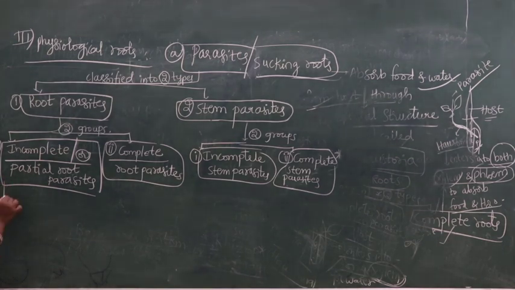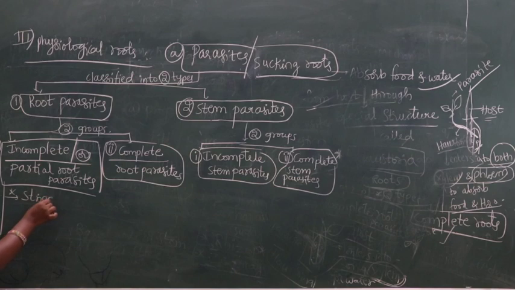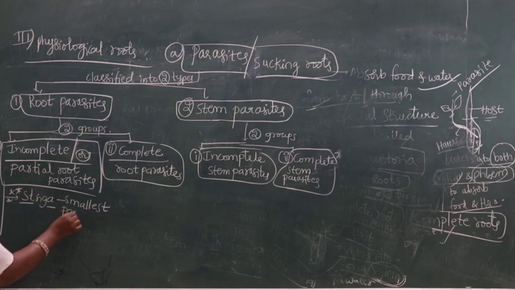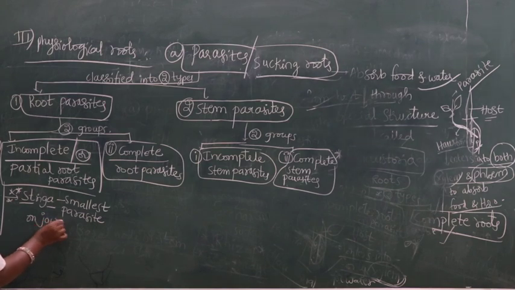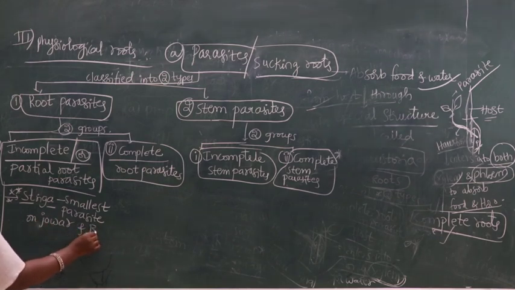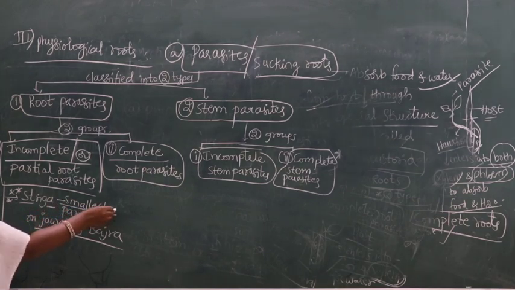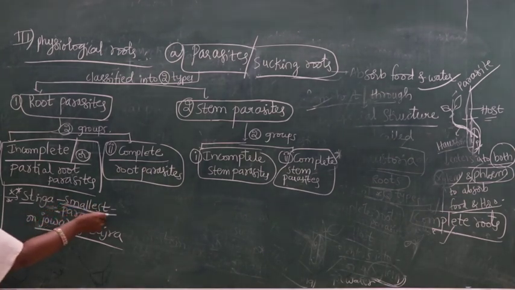So here you can take the first example. I am writing examples here. The first example is Striga. Why is it so important? See, I kept 3 star marks, meaning very important. It is the smallest parasite on jowar and bajra. Jowar and bajra. Very important. It's a very small parasite on jowar and bajra.